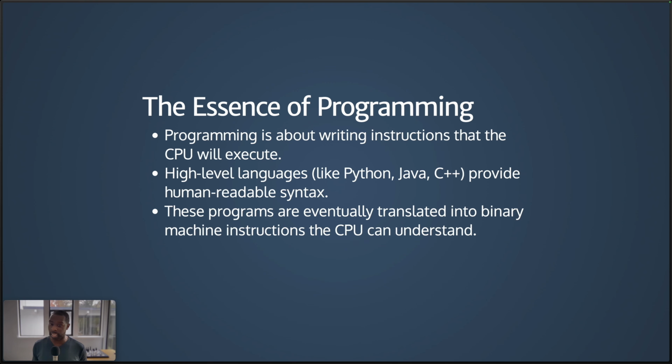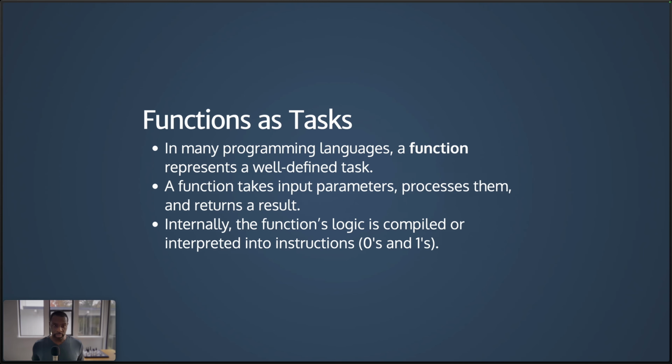High-level languages like Python, Java, C++ provide human-readable syntax, or at least a lot more human-readable than zeros and ones. These programs are eventually translated into binary machine instructions the CPU can understand, because once again, the CPU understands zeros and ones.